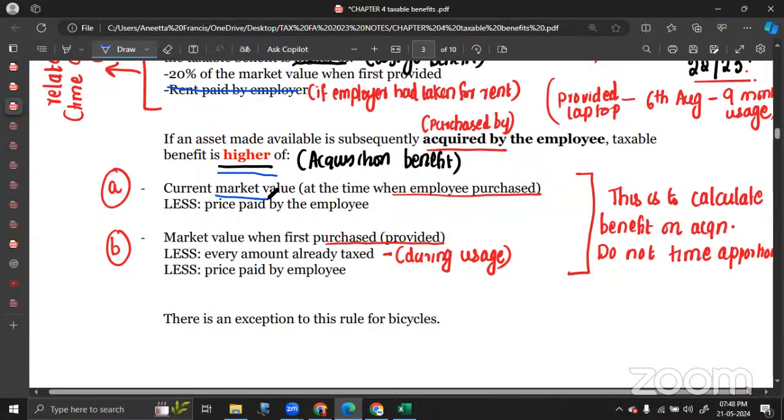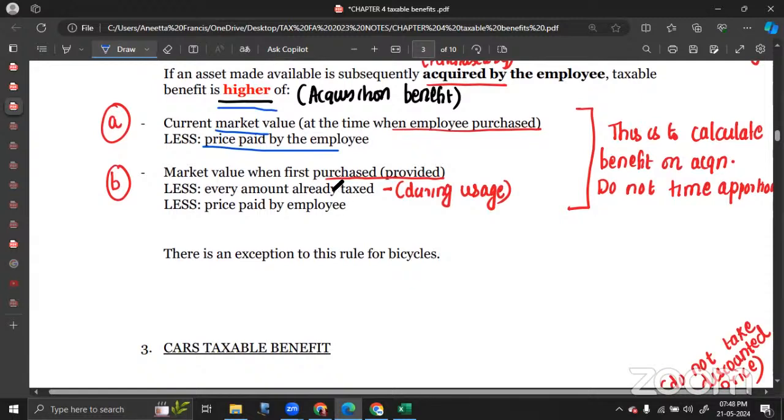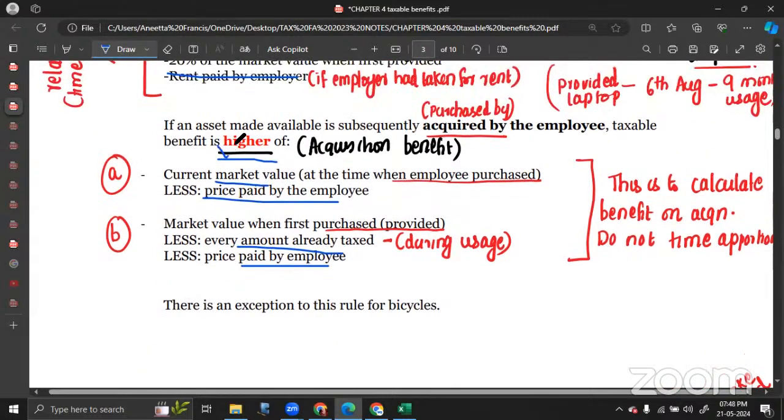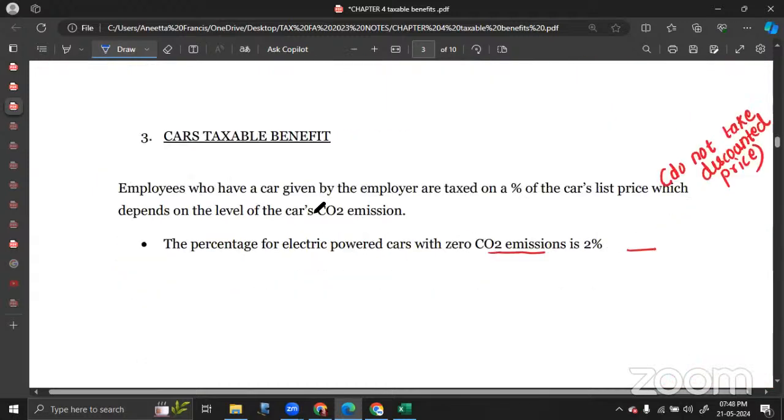In certain cases, the employee will purchase this asset from the employer at a lower than market value. So in that instance, you will have to deduct the price paid by the employee. Then market value when first purchased less any amount already taxed, minus price paid by the employee. You'll have to take the higher value as your acquisition benefit.